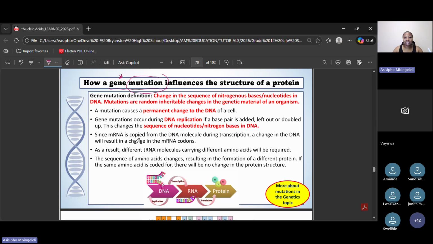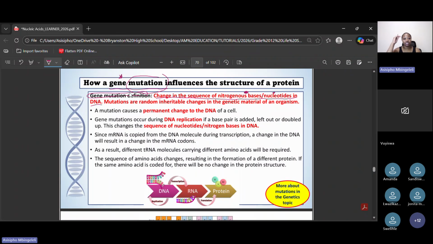All right. So what is this gene mutation? Remember, a gene is a section of DNA in a chromosome. And that section is basically consisting of the sequence of bases. So with gene mutation, we are speaking about the change in the sequence of nitrogenous bases. Or you can say nucleotides, the sequence of the nucleotides in DNA. This is terminology that you need to know.